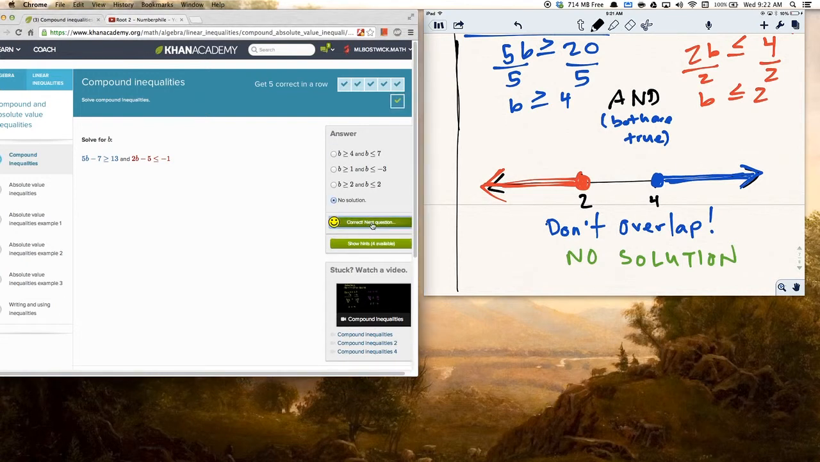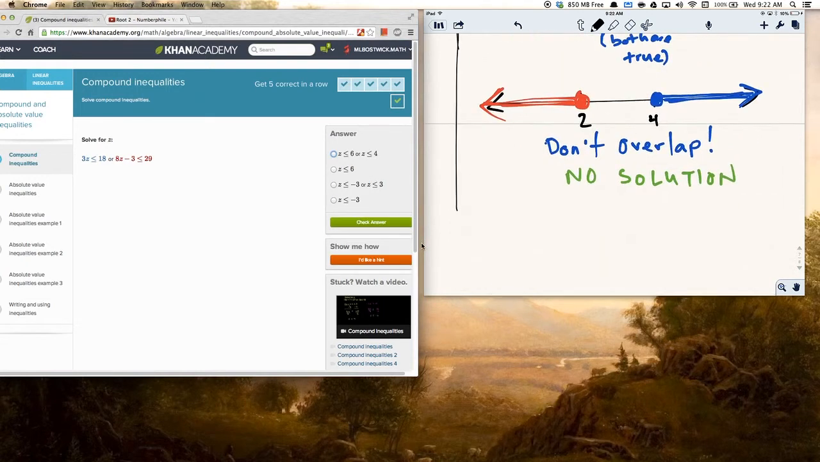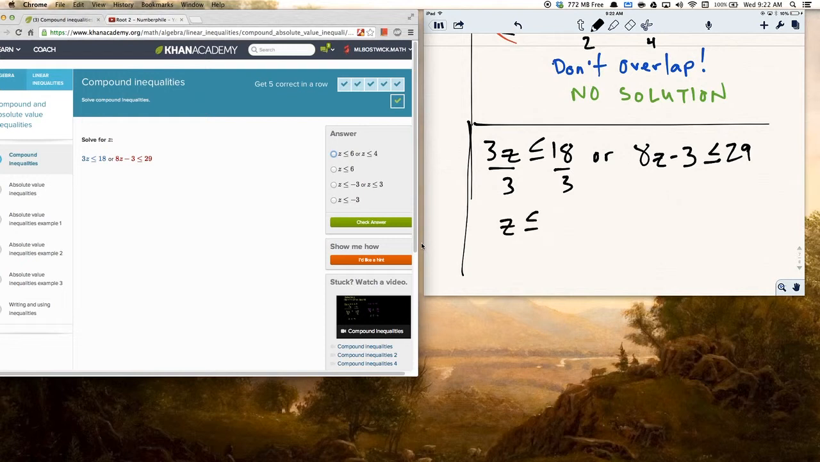Let's look at the next one, if it ever loads. Okay, so our next example is going to have 3z is less than or equal to 18, or 8z minus 3 is less than or equal to 29. So 3z is less than or equal to 18, or 8z minus 3 is less than or equal to 29. So I'm going to divide by 3. I'm solving each of them separately. So z is less than or equal to 6.